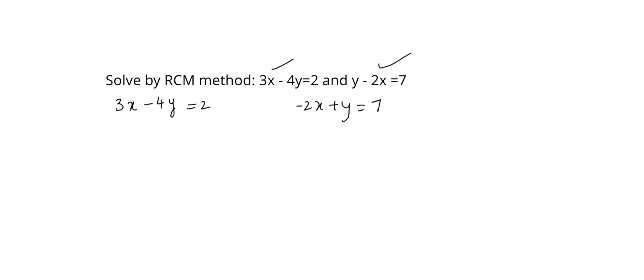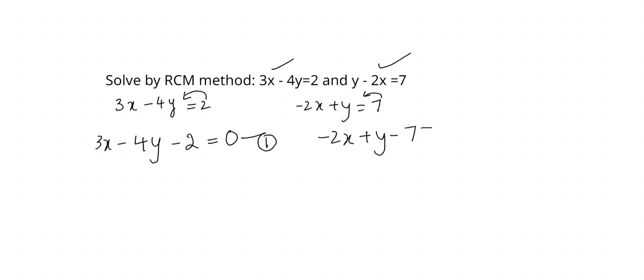technique. And if you recall, I also told you that you need to make the constant term 0 on the right-hand side, as in you need to ensure that the right-hand side is 0. If there are any constants, do bring them to the left-hand side. All right. So what I will do is I'll say 3x minus 4y, I'll bring the 2 to this side. It becomes minus 2 is 0. Call it equation 1. And likewise, in this case, minus 2x plus y minus 7 is 0. Call it equation 2.